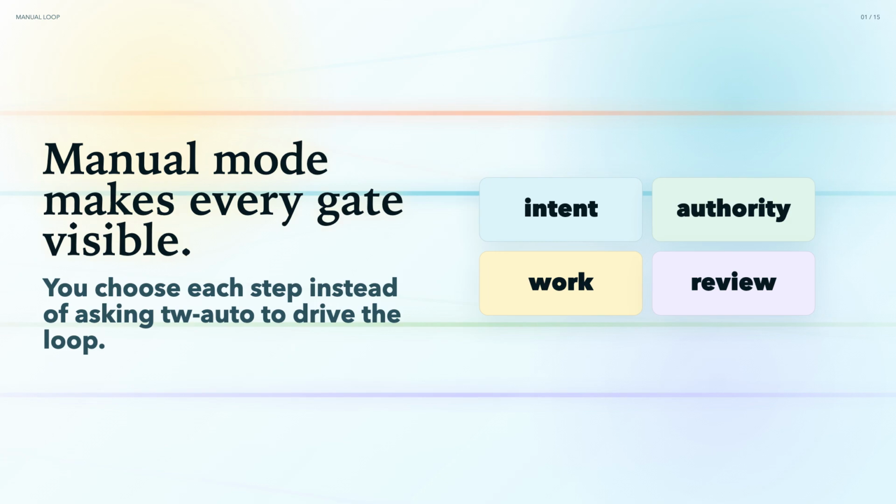This is the manual TraceWeaver flow. Use it when you want to see every decision the agent is making. What is source evidence? What becomes authority? What gets planned? What gets implemented? What gets reviewed? And where the cycle repeats.